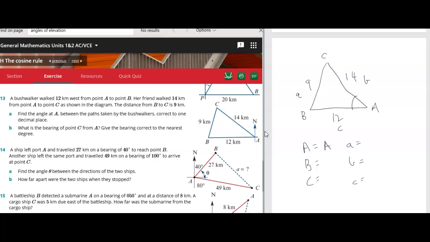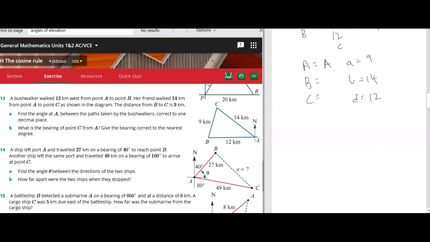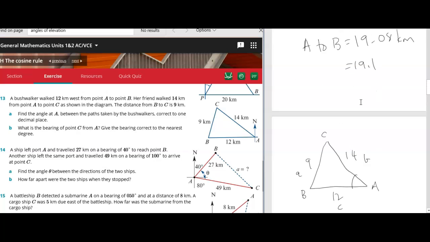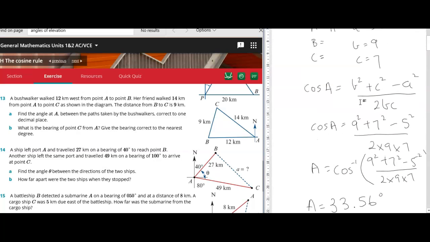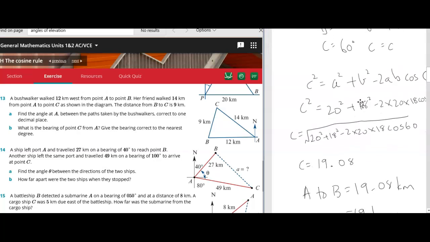And then lowercase values, what have we got? 9, 14, and 12. It doesn't matter what you label A, B, and C, as long as you're consistent with the opposite side. So A has to be opposite A, B has to be opposite B, and so forth. Okay, so we're looking for angle A. So we're using the cos A version of the cosine formula, and I can't remember what it is, so let's just scroll back up to jog my memory.